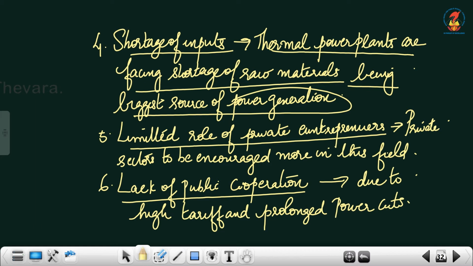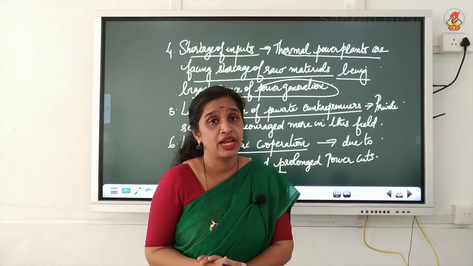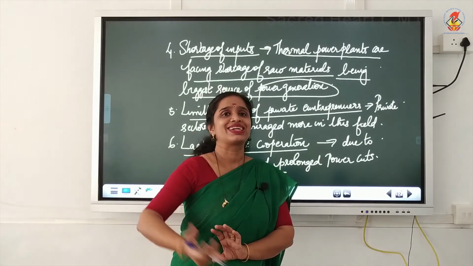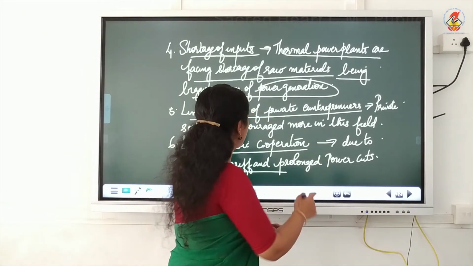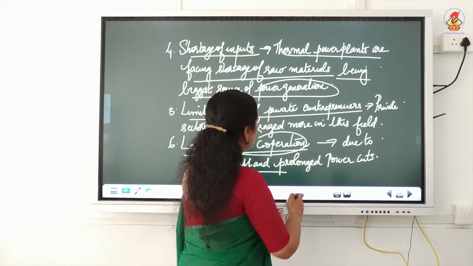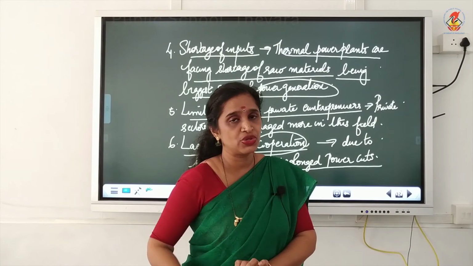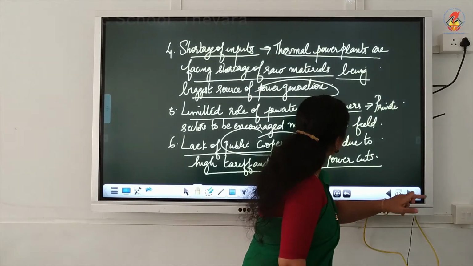People are also not cooperating properly. For example, due to high tariff and prolonged power cuts, as I told you, there were strikes and dissatisfaction among the people as the price of electricity has gone up. That lack of public cooperation has created a lot of problems in the power sector, and even prolonged power cuts have created severe problems.